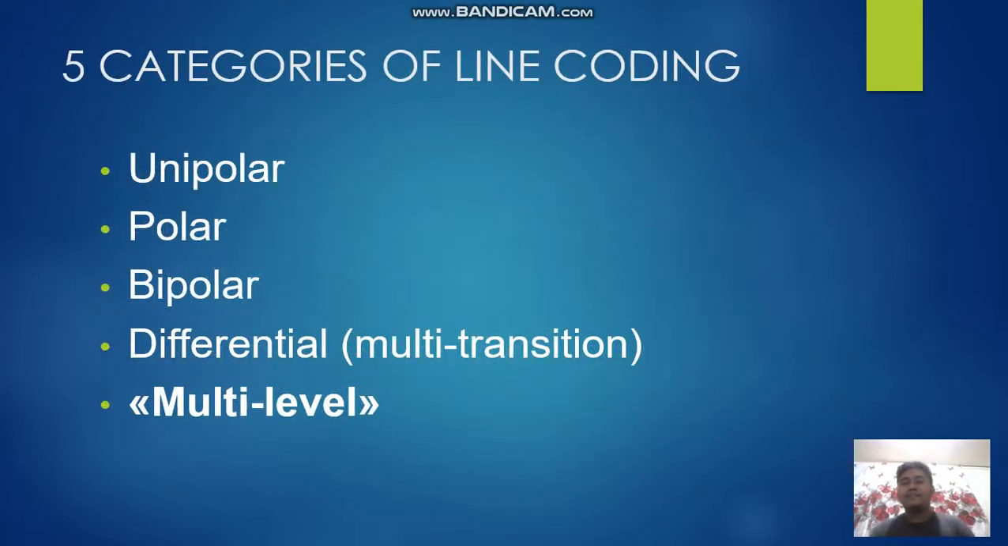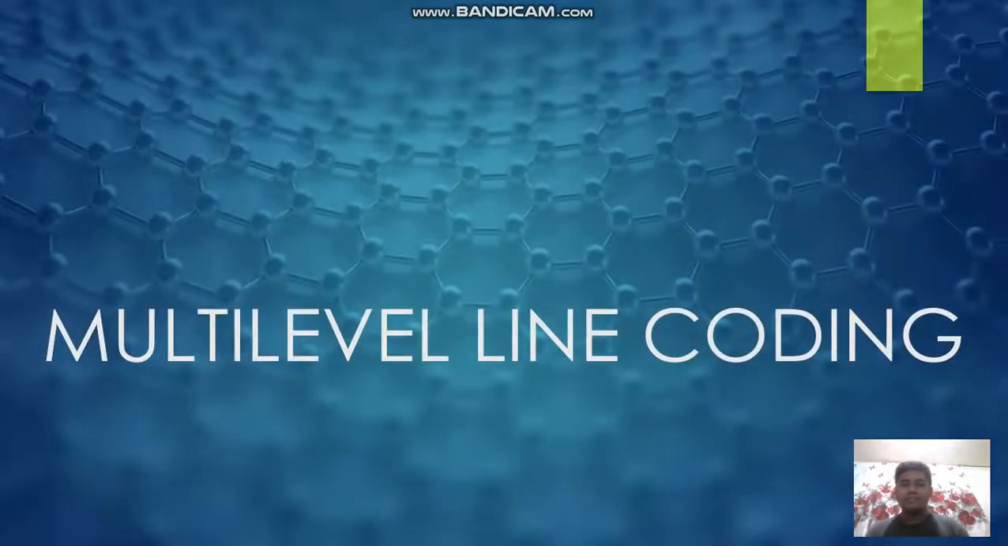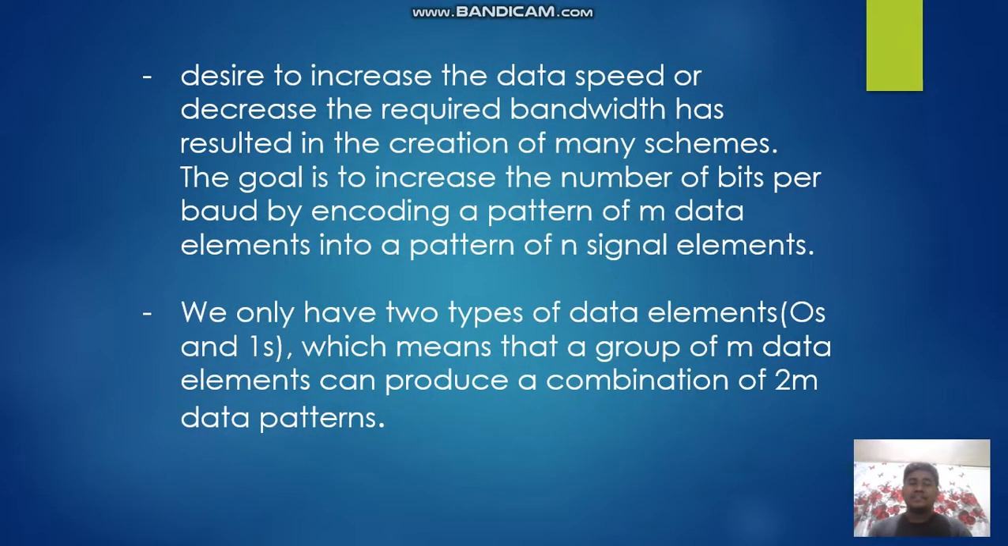So we have here the five categories of line coding. We have unipolar, bipolar, differential, multi-transition, and multi-level. Today we will talk more about multi-level. Multi-level line coding: the desire to increase the data speed or decrease the required bandwidth resulted in the creation of many schemes. The goal is to increase the number of bits per baud by encoding a pattern of M data elements into a pattern of N signal elements.